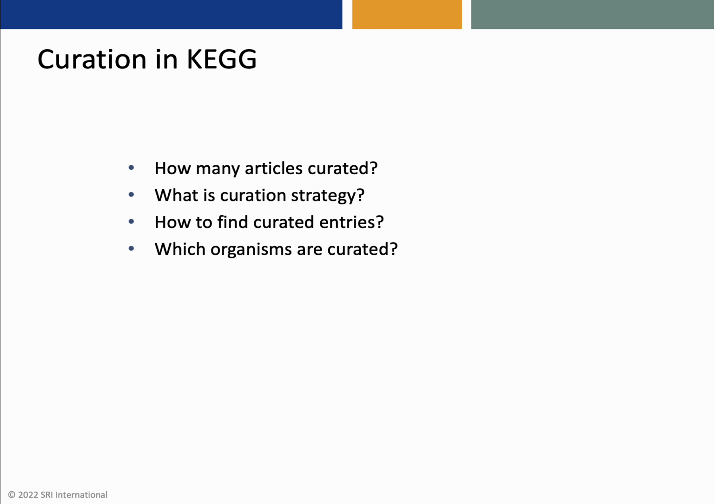We don't have a good sense of what KEGG's curation strategy is. We don't have a good sense of how many total articles they've curated. What's their curation strategy? Is it per organism or per protein family, for example? We don't know. How do they prioritize their curation? How do we find curated entries within KEGG and recognize that a given entry has been curated? And which organisms in KEGG have been curated? So if anyone knows the answer to those questions, I'd be quite curious to find out.